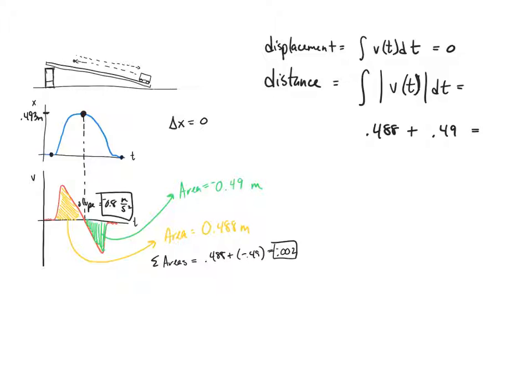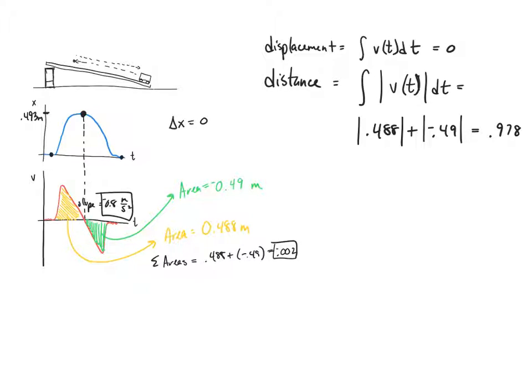Okay, 49 plus 49 is going to be 98, right? So 978, I guess. So again, I'm adding the absolute values of those two quantities to get the distance traveled.